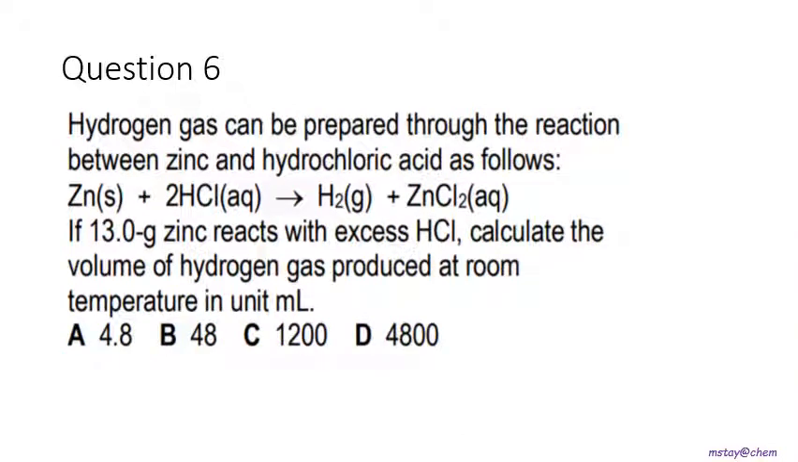Question number 6. When you are given one equation and then given the mass, we know this is also related to stoichiometry. So 13 gram of zinc reacts with HCl. From here we know that the zinc is the limiting reactant, so we are going to compare with the limiting reactant.